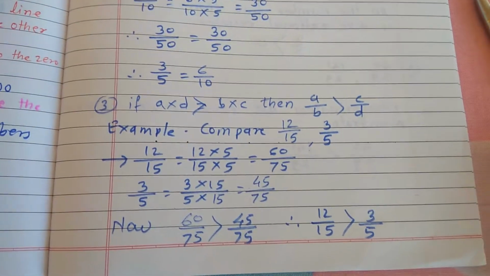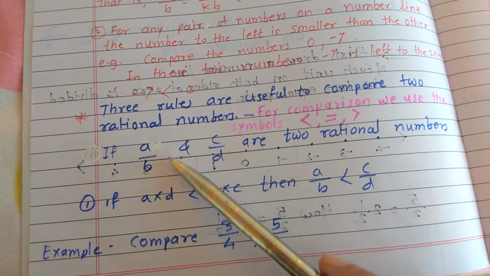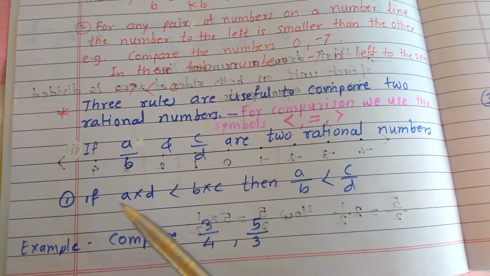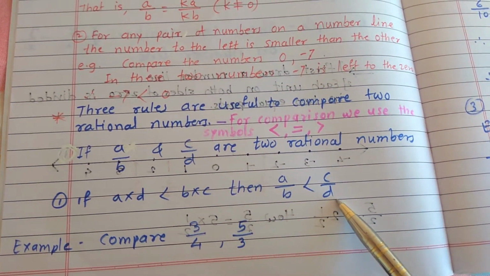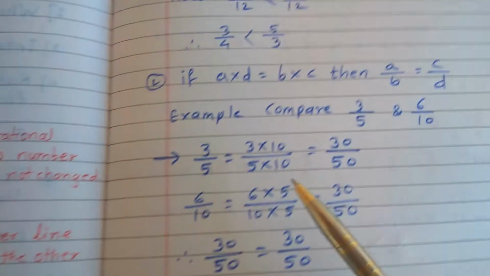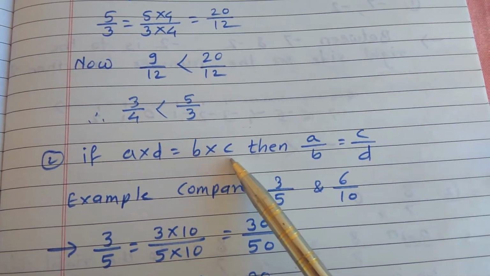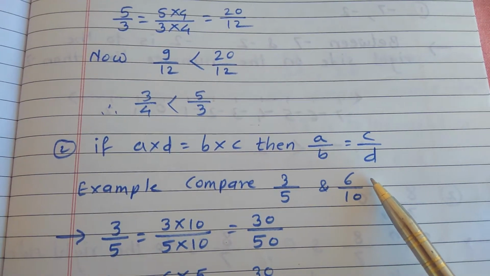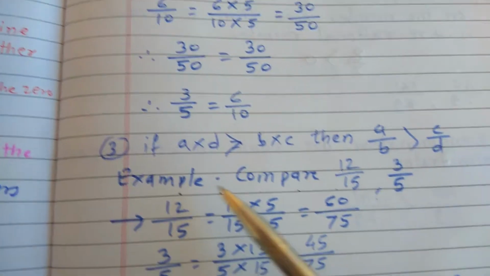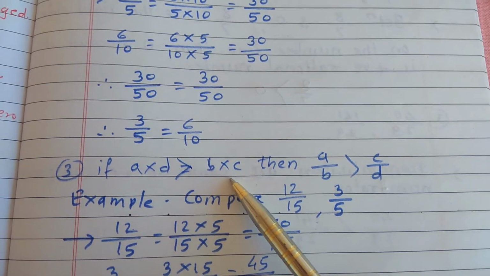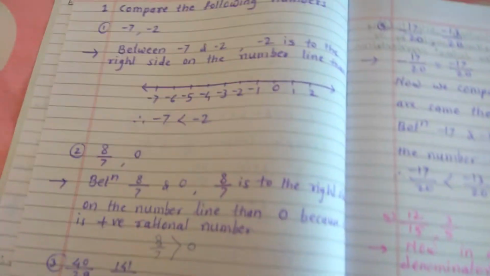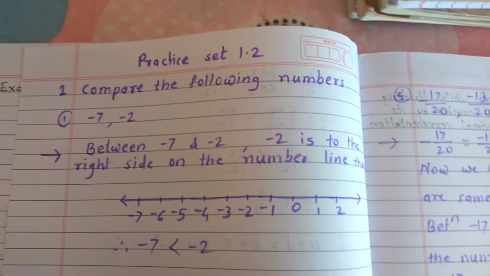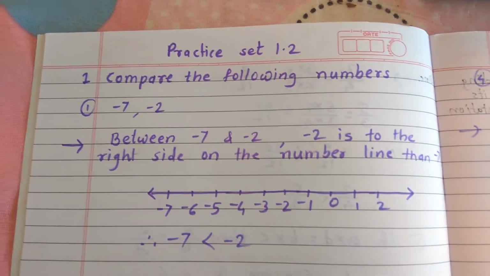So there are three rules to compare the rational numbers. First rule states that if A upon B and C upon D are two rational numbers, if A into D is less than B into C, then A upon B is less than C upon D. Second rule, if A into D equal to B into C, then A upon B is equal to C upon D. And third rule, if A into D is greater than B into C, then A upon B is greater than C upon D. Now we solve some examples in practice set 1.2.